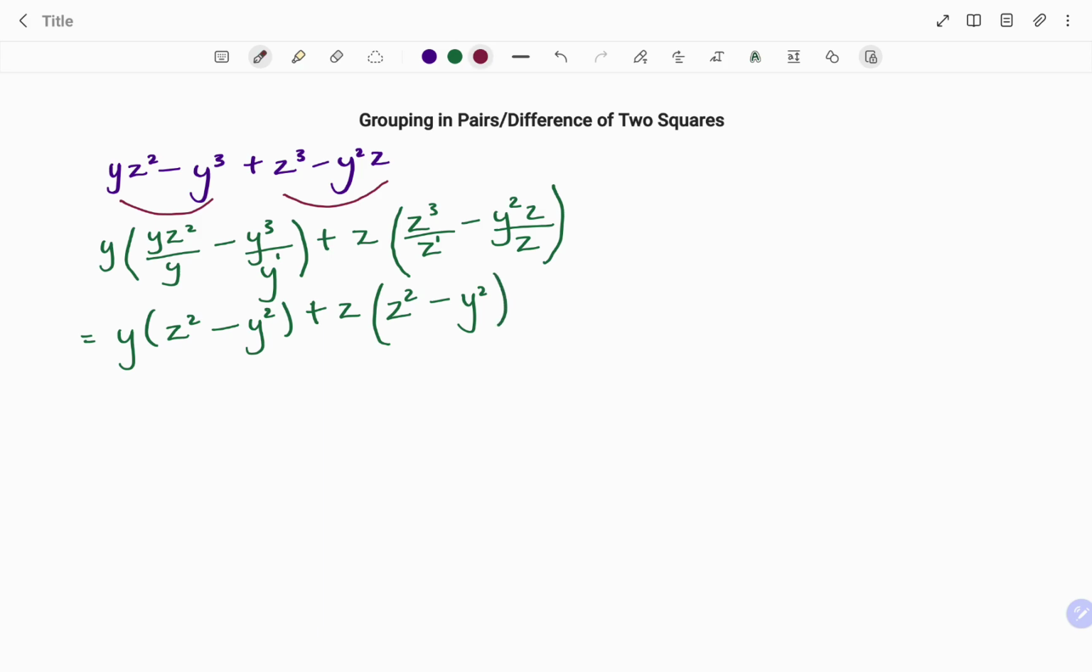So if you look at what I have, z squared minus y squared is common to both sides. So that will be my common factor. I'm taking out the common factor z squared minus y squared. Then I'm left with y and z. So I open the second bracket, I have y plus z.